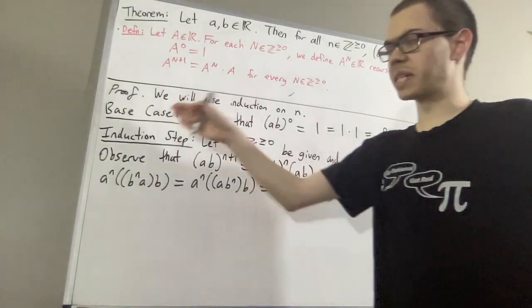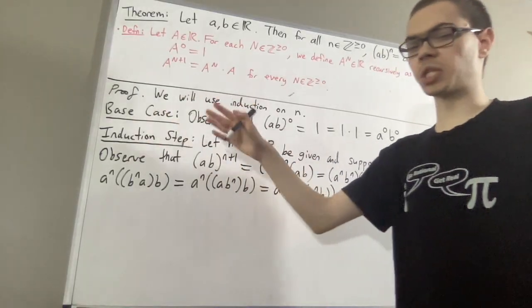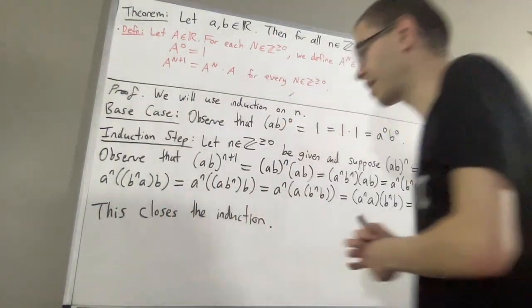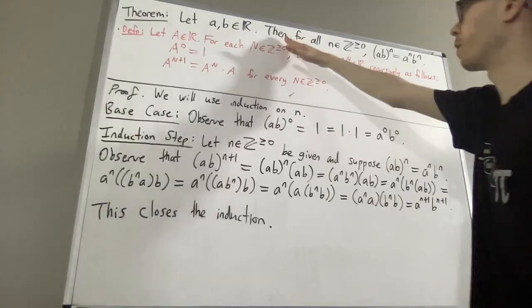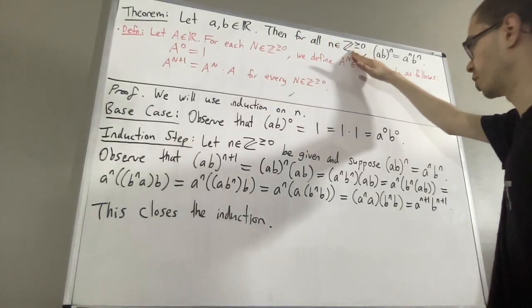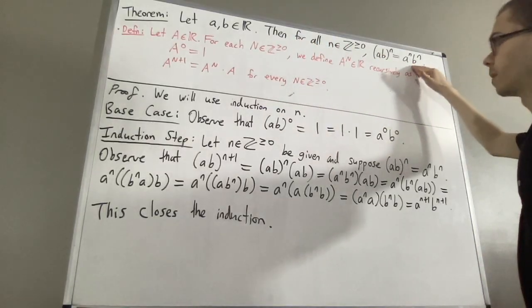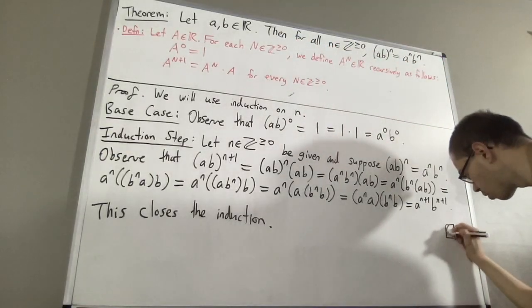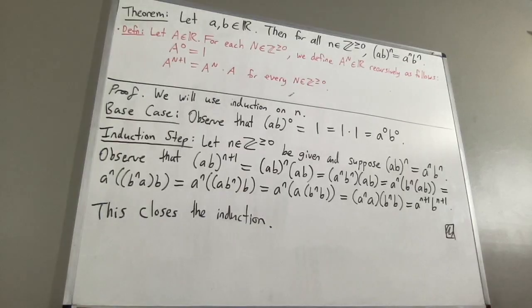Because we've completed both the base case and the induction step, this closes the induction. So really, by mathematical induction, we have proven for all integers n greater than or equal to 0, this equality is true. And that is exactly what we wanted to prove. So this completes the proof. And so yeah, that's pretty much it for this video.